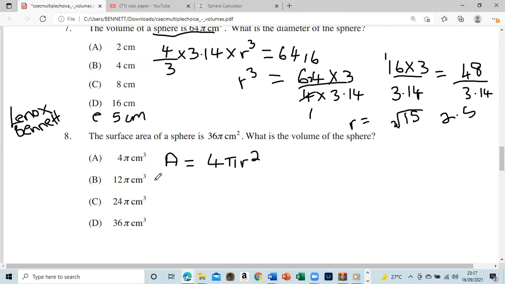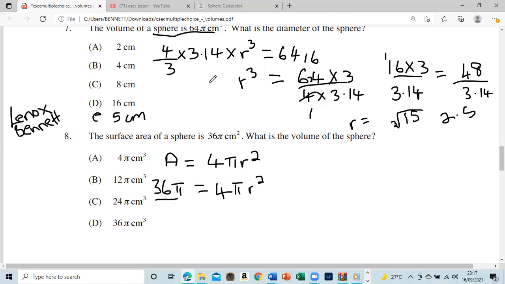So basically the area is this, 36 pi. Let us put the pi. Now this, how did they get this? They multiplied by 4 pi, right? So we are trying to find r first, right? So now we get rid of the 4 pi. So we divide by 4 pi.